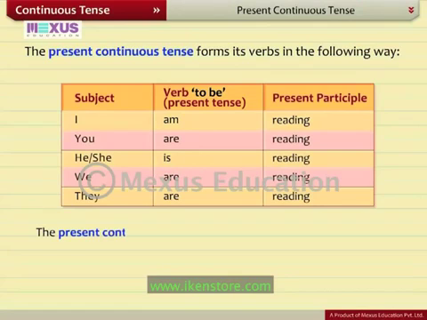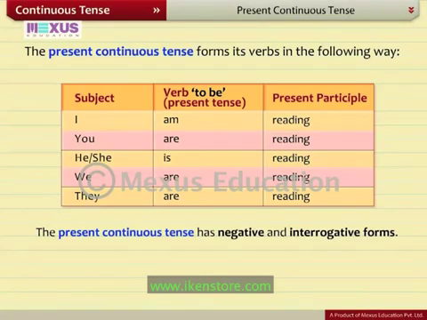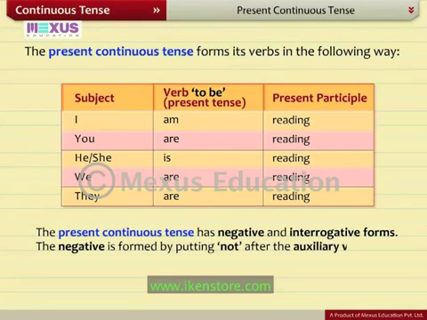The present continuous tense has negative and interrogative forms as well. The negative form is formed by putting not after the auxiliary. For example, he is not reading. Not is placed after the auxiliary is.